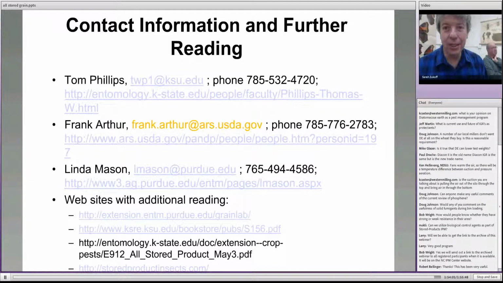Okay, another question. Can we utilize biological control agents as part of stored products IPM? Linda, you want to take that one? Yes, you can. They're just not probably as effective as you would want. But yes, you are allowed to use parasites in there. You're just going to have to remember, you're adding insects to kill insects.